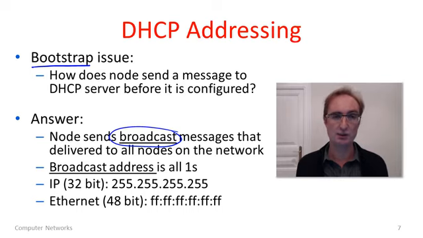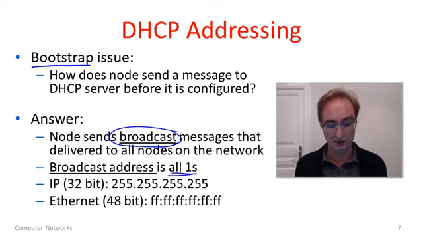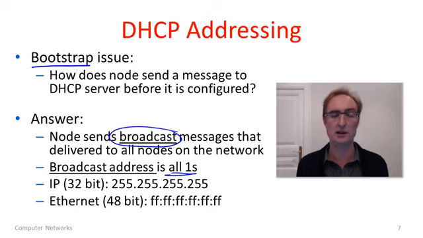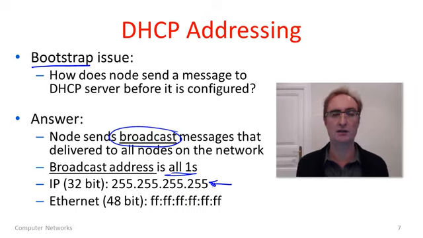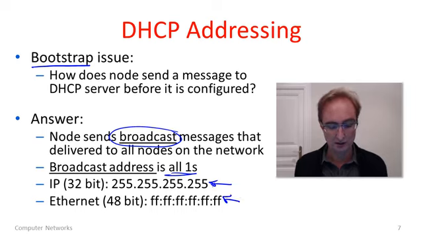The way you send a broadcast is it uses a special destination address. By convention, the broadcast address is made up here of all ones. So for IPv4, which uses 32-bit addresses, when you write down the all ones and express that in the dotted quad notation here, you see that's going to come out to 255.255.255.255.